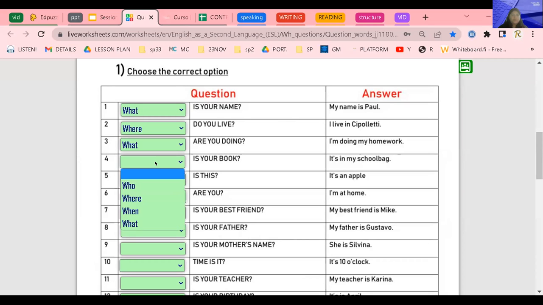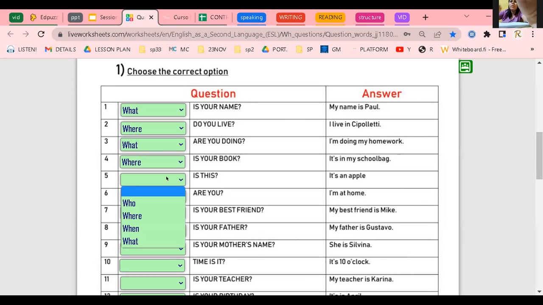Question four. Who, where, when, or what? Claudia, what do you think? Read it again. What is your book? It's in my school bag. Where, right, Emerson? Yes. ¿Dónde está tu libro?